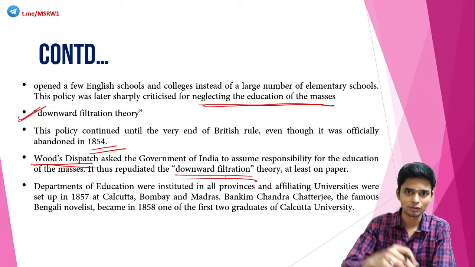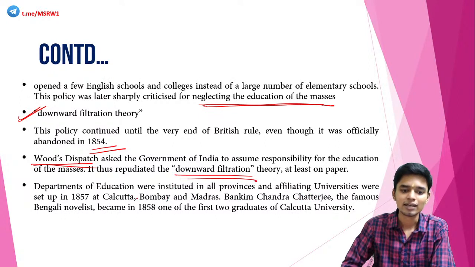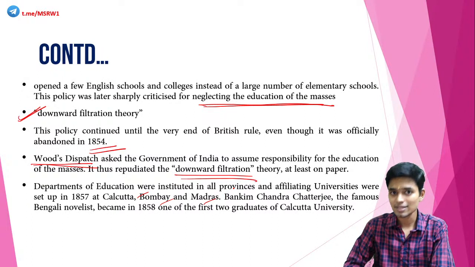And based on Wood's Dispatch, departments of education were instituted in all provinces, and affiliating universities were set up in 1857 in Calcutta, Bombay, Madras, etc. The Calcutta University, Madras University and Bombay University were all set up in 1857 as a result of Wood's Dispatch.